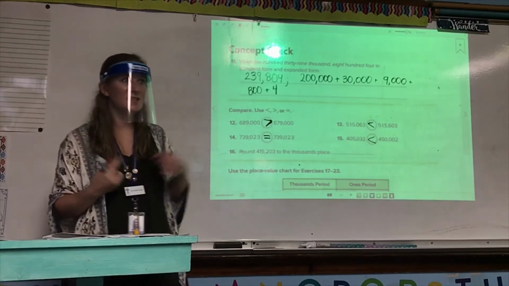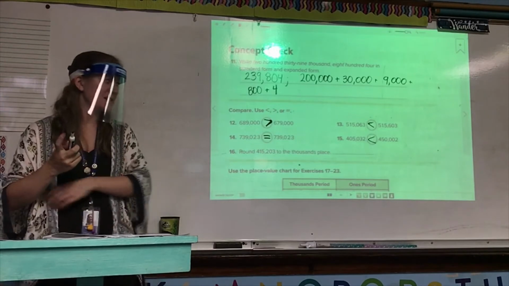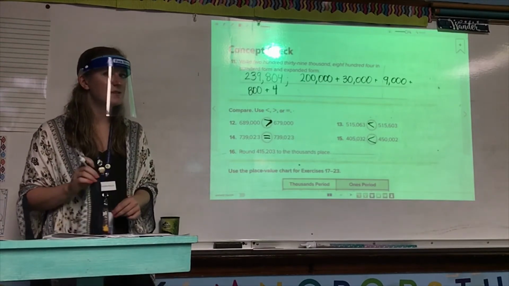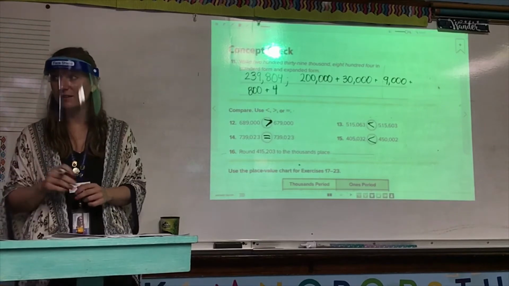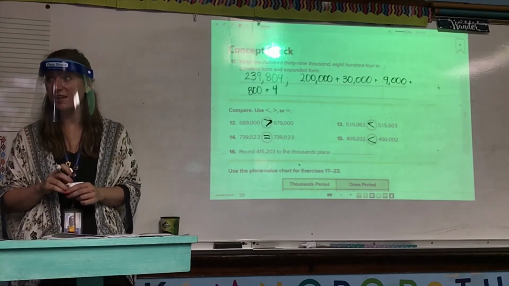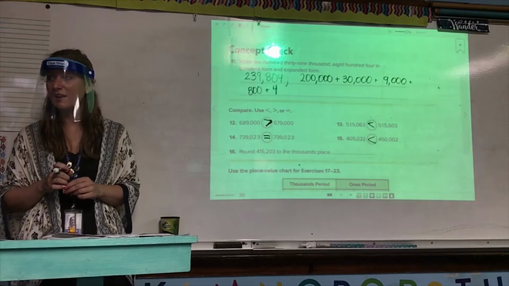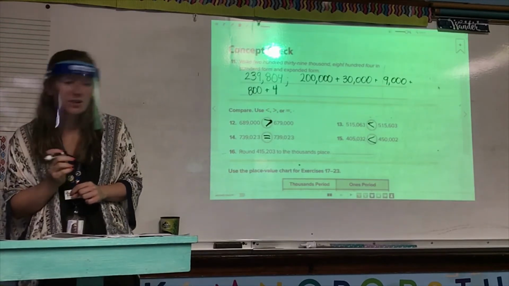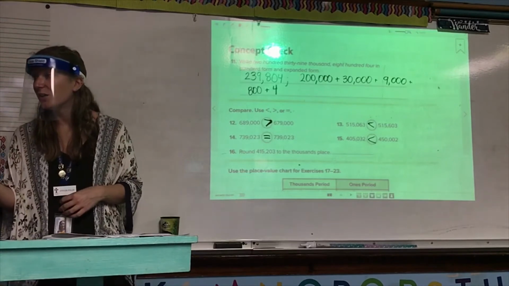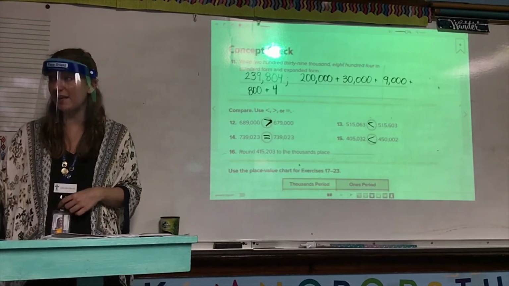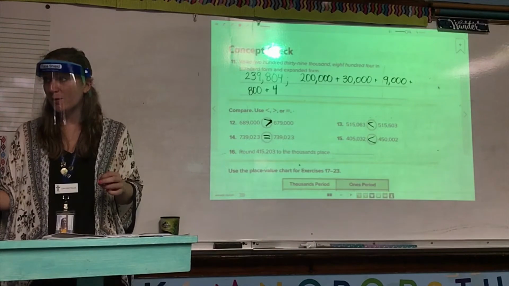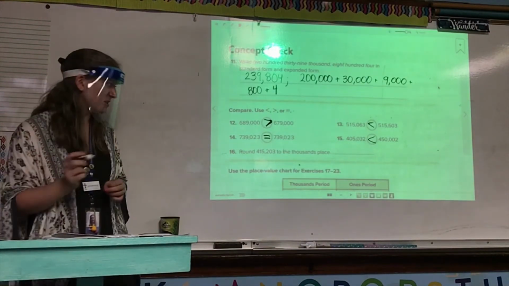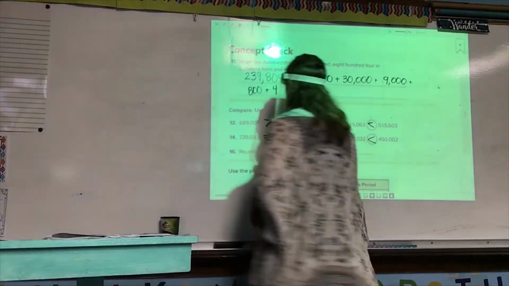Everybody needs to memorize these steps before tomorrow, because if I don't see that circling and that underlining, you're going to lose points. You have to circle the digit in the place that we are rounding to. So in this number, we're rounding to the thousands.